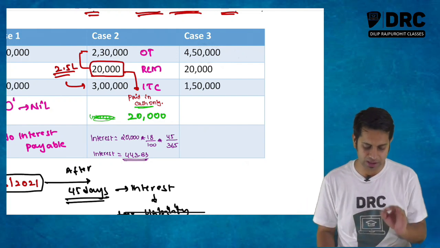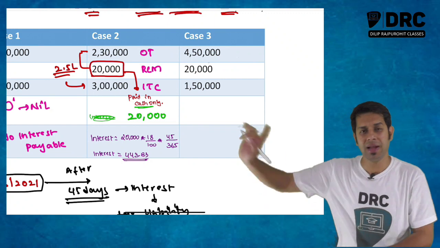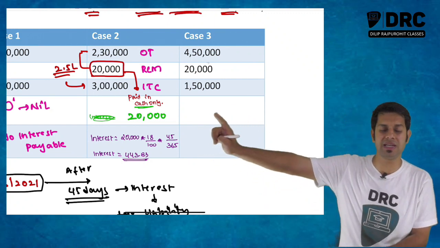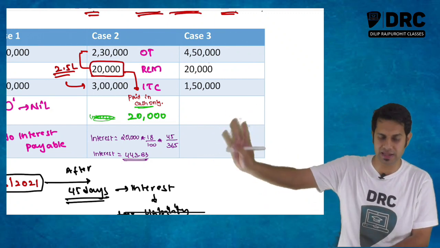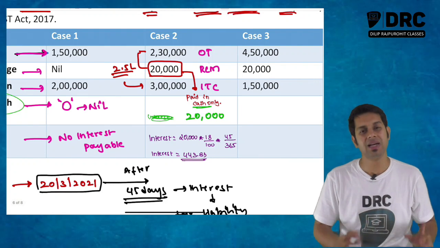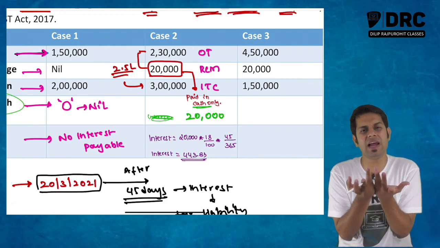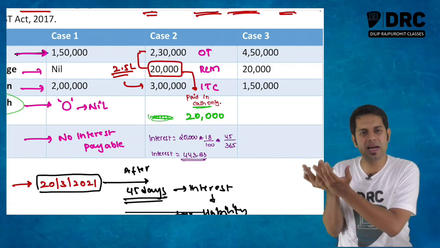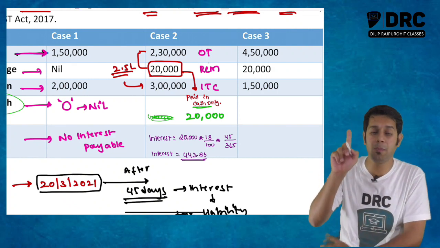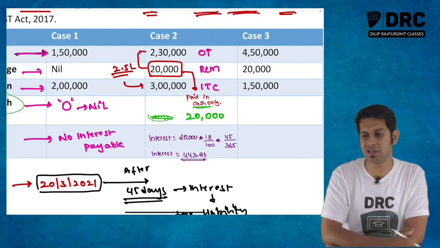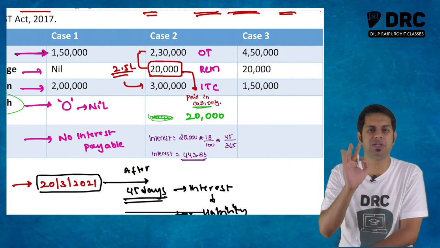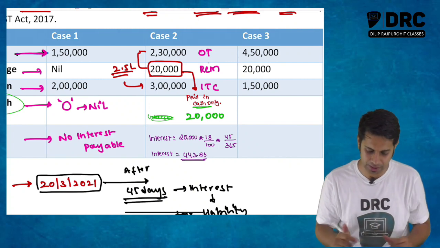443.83 rupees. Please understand this. Students may make a mistake in the second case. Second case, why, sir? Sir, I have excess input tax credit. No, sir. Why will I pay anything in cash? Please note, for RCM liability you are compulsorily required to make the payment of taxes in cash only.